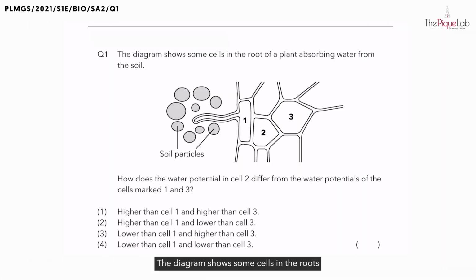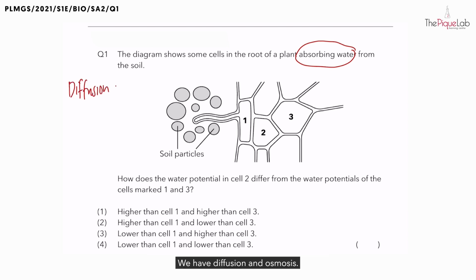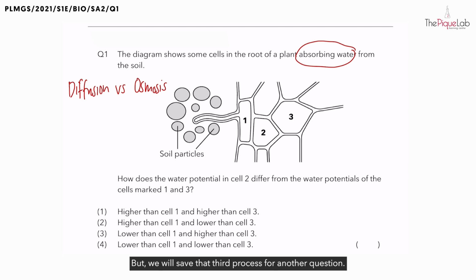Question 1. The diagram shows some cells in the roots of a plant absorbing water from the soil. What are the two processes which you have learned involving movement? We have diffusion and osmosis. Some of you may also have heard of a third process known as active transport, but we will save that third process for another question.